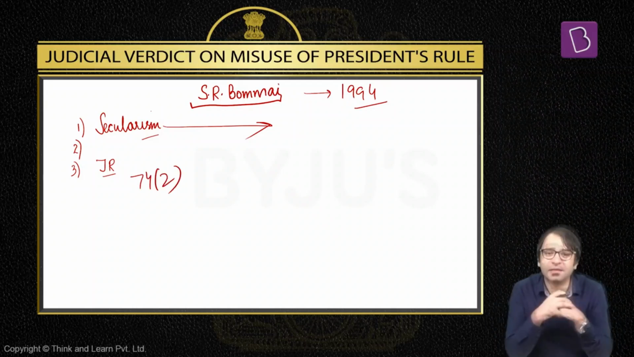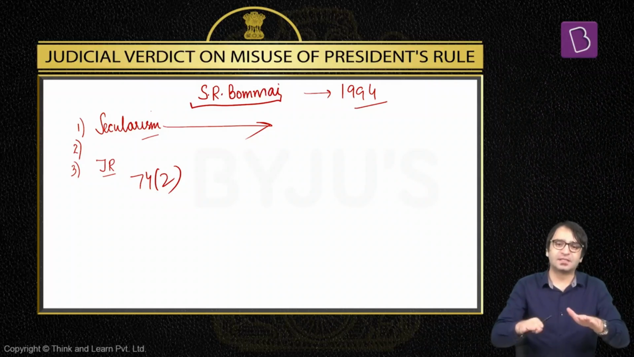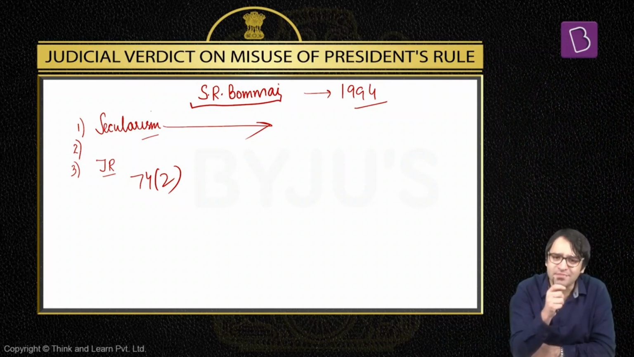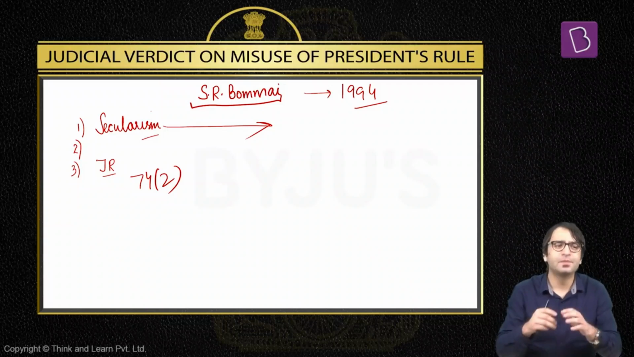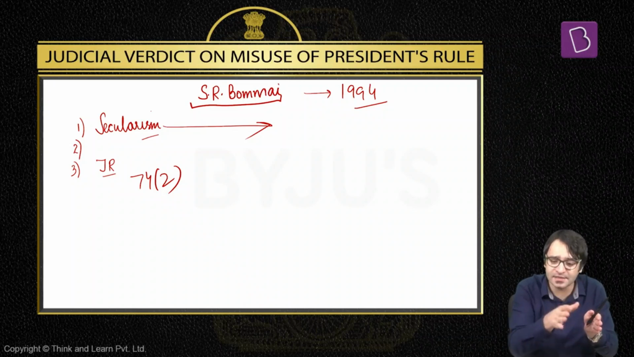But there is a constitutional bar under Article 74, Clause 2. What is this constitutional bar? That the advice tendered by the Council of Ministers to the President cannot be inquired into in any court of law. That means the judiciary cannot get into the advice tendered by the Council of Ministers to the President. Confusing? Let me make it simpler. President's rule, how is it imposed? It is imposed when the cabinet advises the President, please impose President's rule.